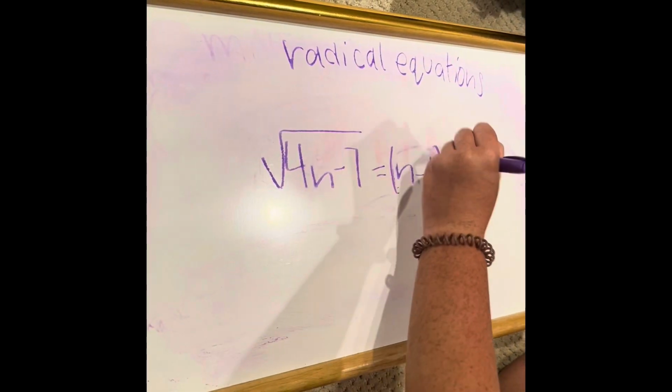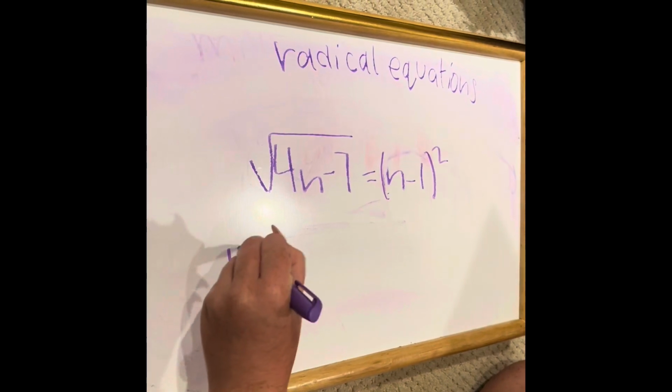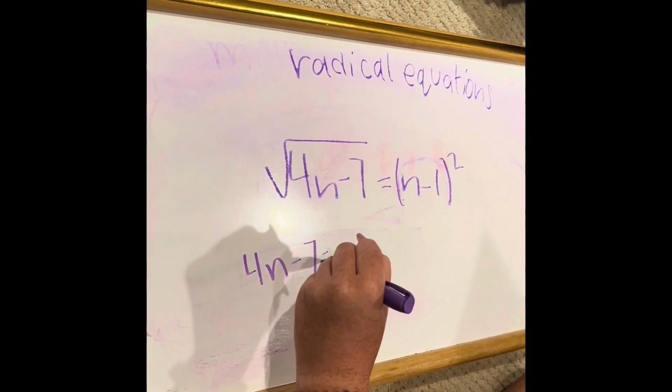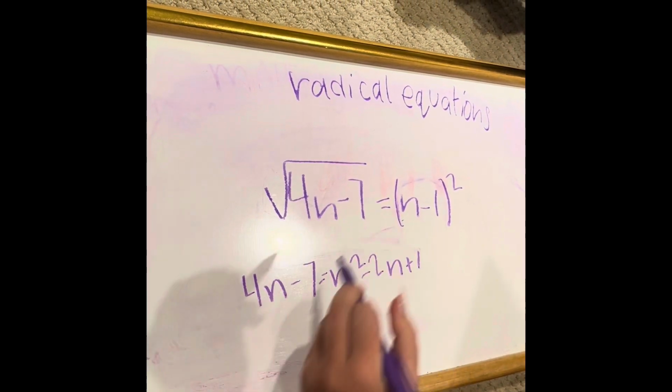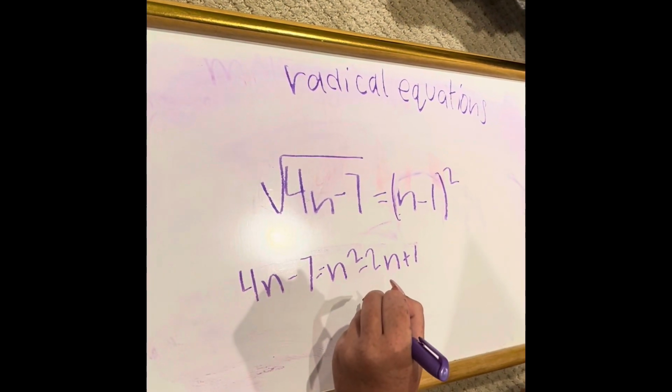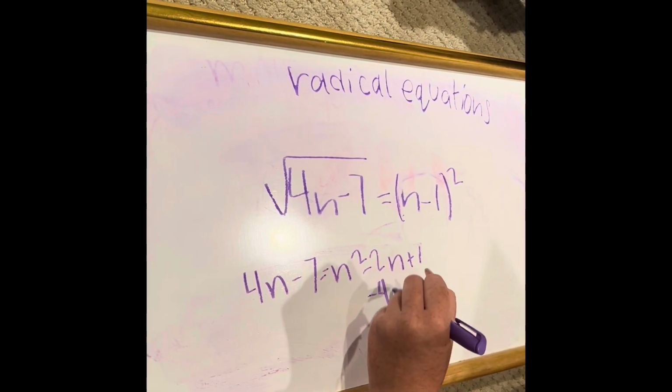When solving radical equations, what you do to one side is what you do to both sides. For this problem, the first step is to square both sides and get the square root out of the equation. Remember that n minus 1 squared does not equal n squared minus 1.